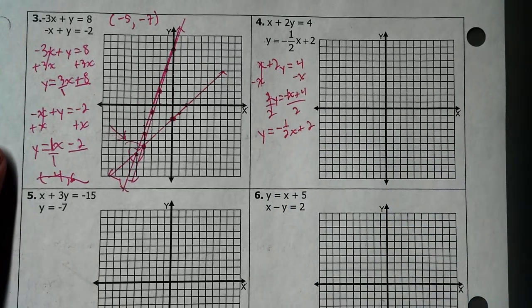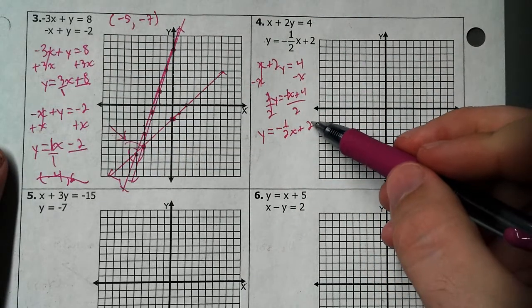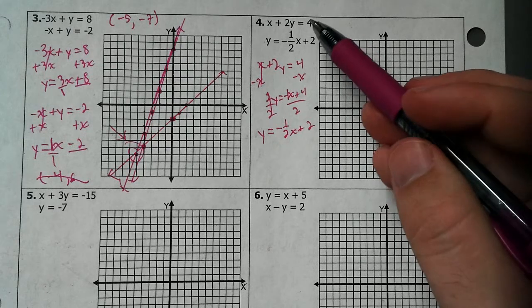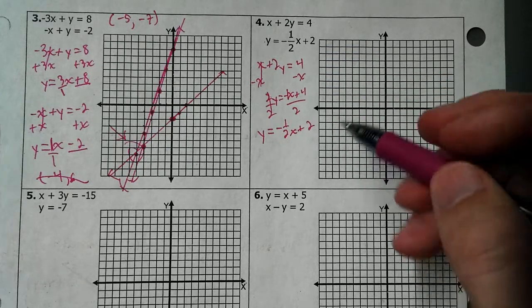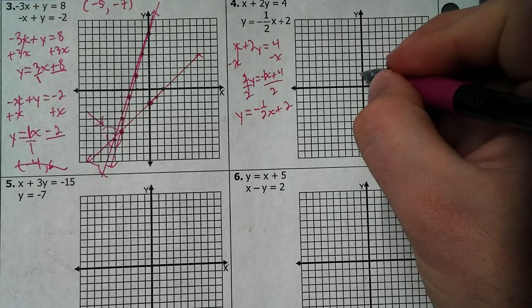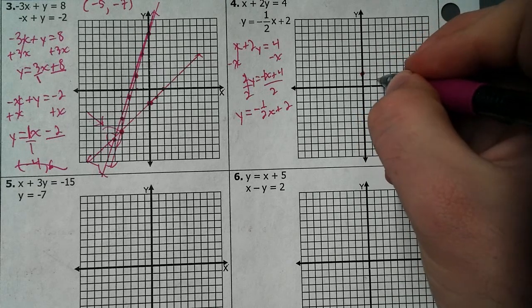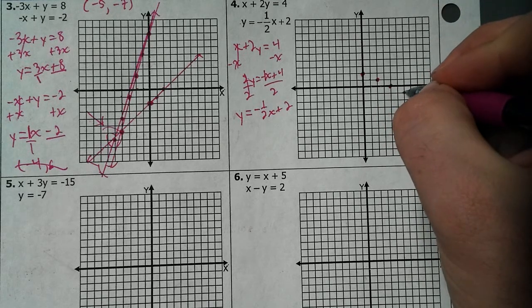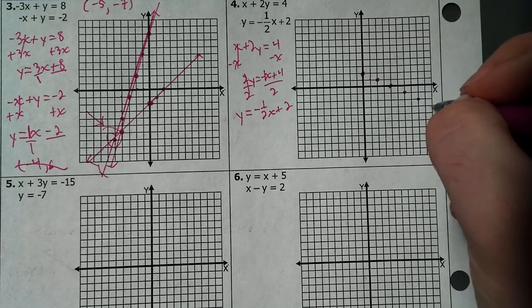Well, if we look at this, I've got this line, I've got this line. Those are exactly the same. Even though they didn't look the same initially, they're exactly the same. So this one, positive 2, down 1 over 1, 2, down 1 over 1, 2, down 1 over 2, down 1 over 2.